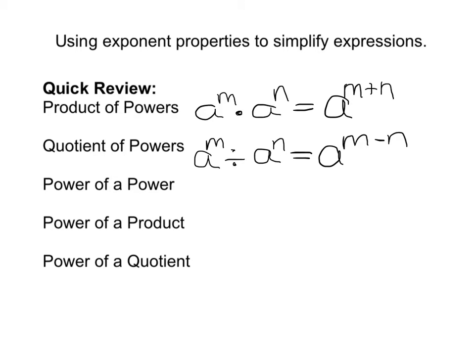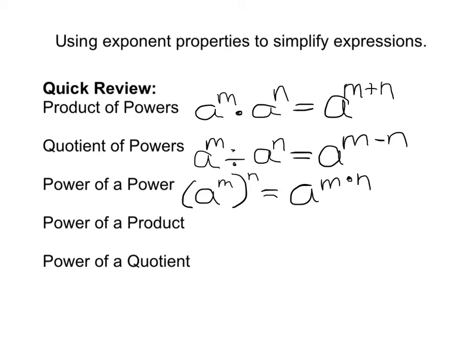Power of a power just had one exponent that was raised to another exponent. So if I had a to the m and it was again raised to the n, I then took my exponents and multiplied them together.